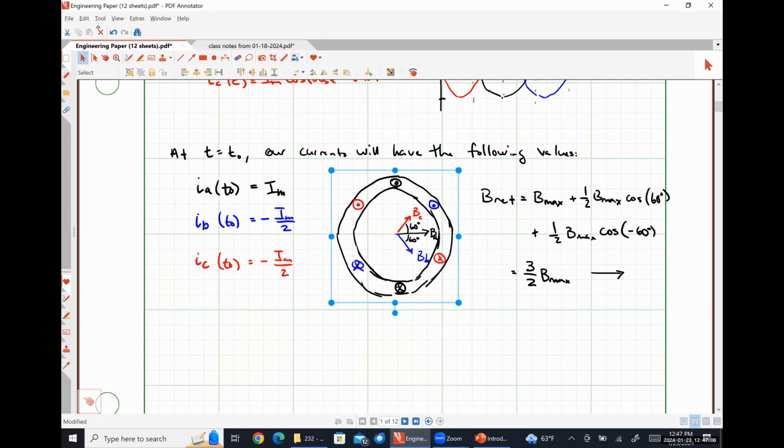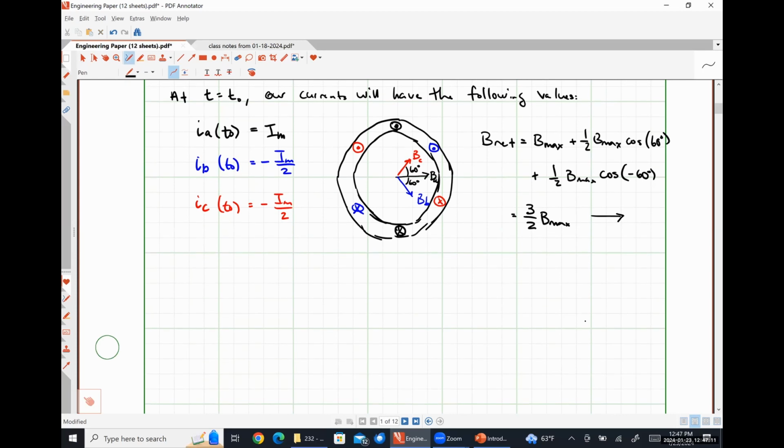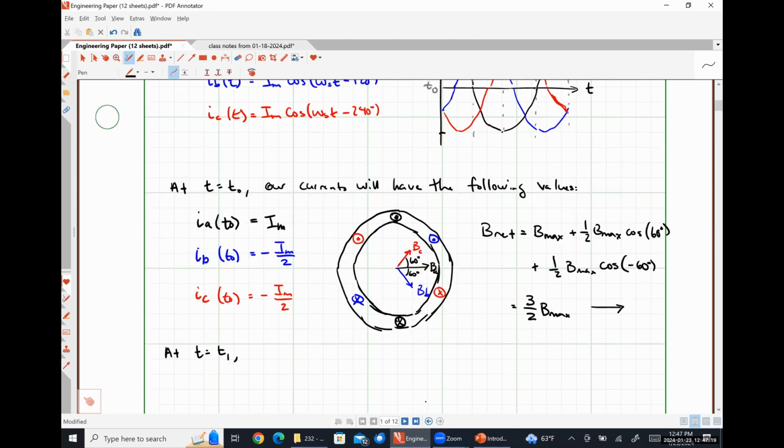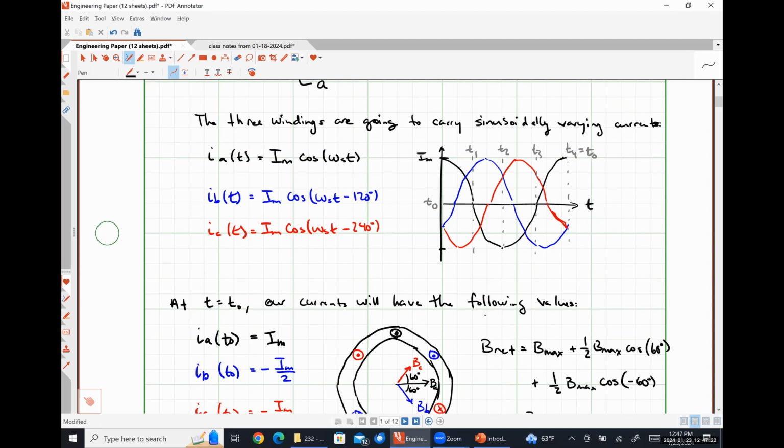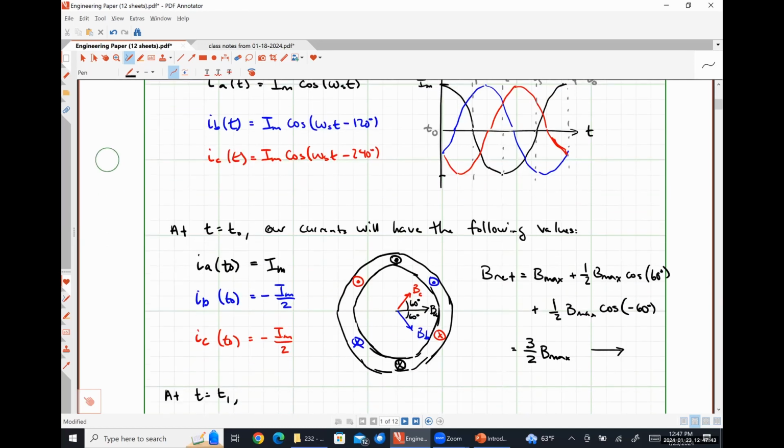Copying this picture to make my life easier. All right, so now let's look at what's going on at T is equal to T1. So at T is equal to T1, if we look here, we can see that our A phase current is 0. And our B and C phase currents are going to be not 0. So the B phase current looks like it's positive. The C phase current looks like it's negative, and we'll just use a little bit of trig to figure out what those values are going to be.